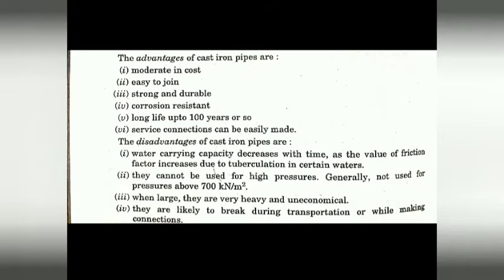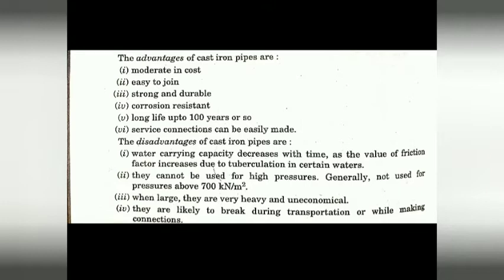Cost is moderate. Whenever we are speaking of cost, these are of moderate cost, not at all high, not at all low. Easy to join. Joining of the pipes is one such mechanism. It is very difficult to make watertight joints in the case of water supply. For example, with cement concrete pipes it is very difficult to make watertight joints, but in this case it is easy to join. It is also strong and durable since the material is iron, with a long life of up to 100 years considered, and also it is corrosion resistant.